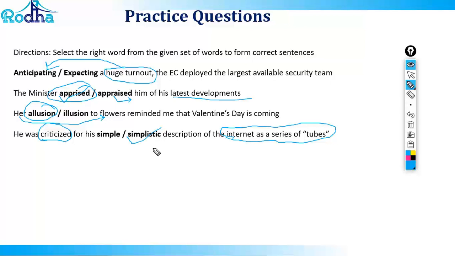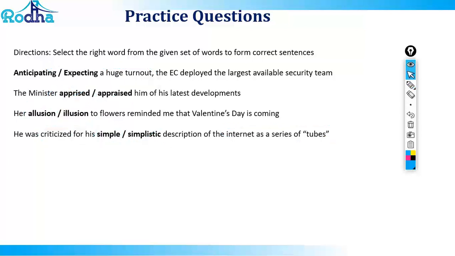Simplistic is talking about a complex area with minimal or basic information, unlike simple, which doesn't really have any context in this question. So I hope this was clear. The first answer was anticipating, then the next answer was apprised, then the next answer was illusion, and finally we got the answer as simplistic. Let's go to the next question.